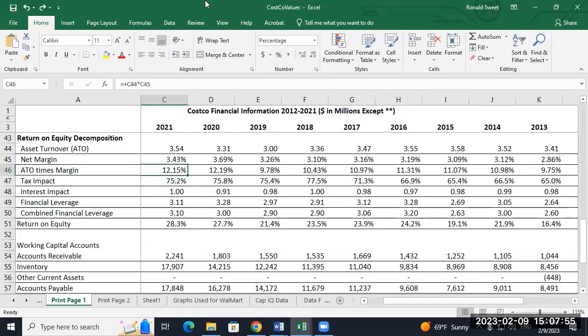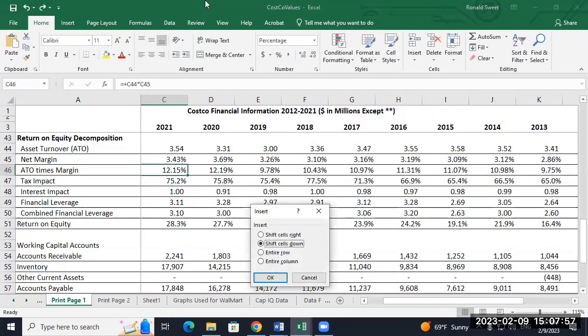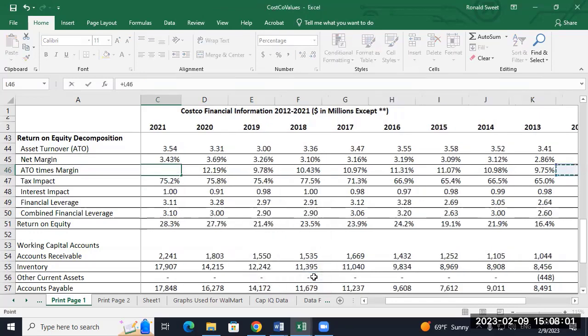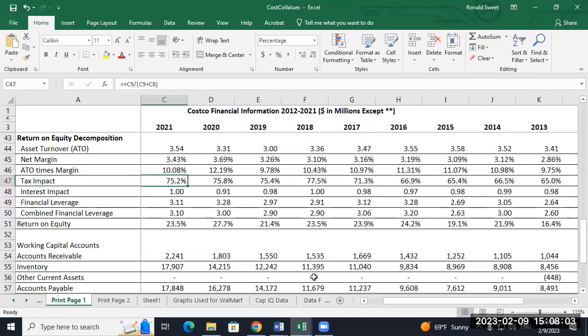Same thing on asset turnover times margin. What if their asset turnover times margin was the same as it was several years ago? The ROE would have been 23. So it looks like about half of their improvement in ROE was due to improvements in turnover and margin, and about half of it was because of the higher leverage. It's about 50-50. Half of it for good reasons, half of it for bad reasons.